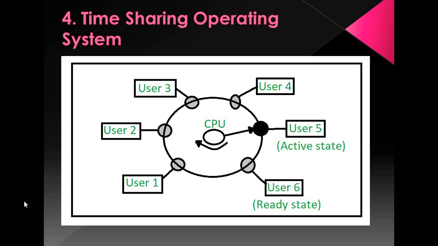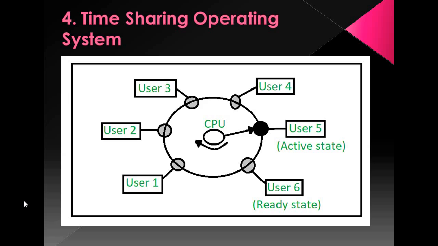So the first time quantum will be given to user 1. The CPU can execute the user 1's processes for a given time quantum. When the time quantum is over, the CPU will release the user 1 processes and the next time quantum will be allocated to user 2. Similarly, the user 2 will execute its processes for a given time quantum. When its time quantum expires, the CPU will release the user 2 processes. And the same procedure will go on for the remaining 4 users.